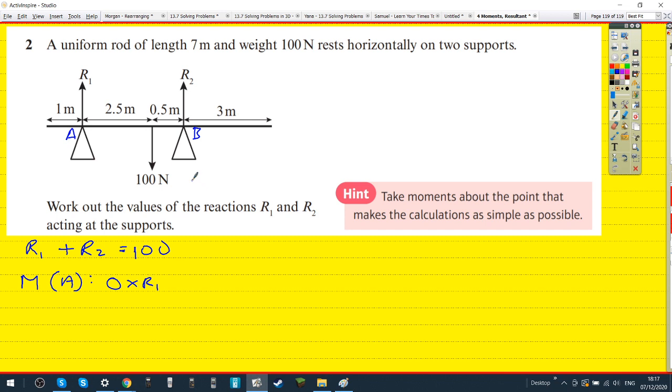So how did you get 0, sorry? It's distance times perpendicular force, and A is a distance of 0 away from itself. Reaction 1 is perpendicular to A, and we're taking moments about A, so that would just be nothing. And so distance to 100. Do I need to times 100 by the distance from A? Is that 2.5? Yep.